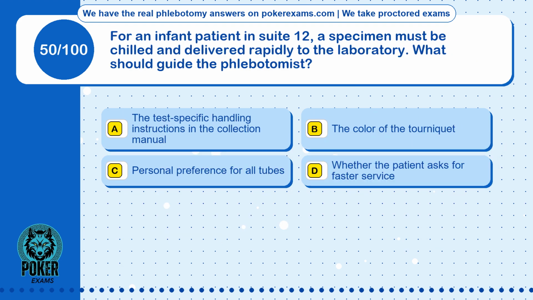Question 50. For an infant patient in Suite 12, a specimen must be chilled and delivered rapidly to the laboratory. What should guide the phlebotomist? Option A. The test-specific handling instructions in the collection manual. Option B. The color of the tourniquet. Option C. Personal preference for all tubes. Option D. Whether the patient asks for faster service.